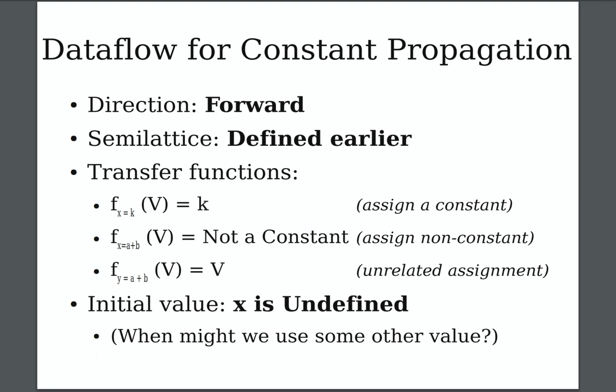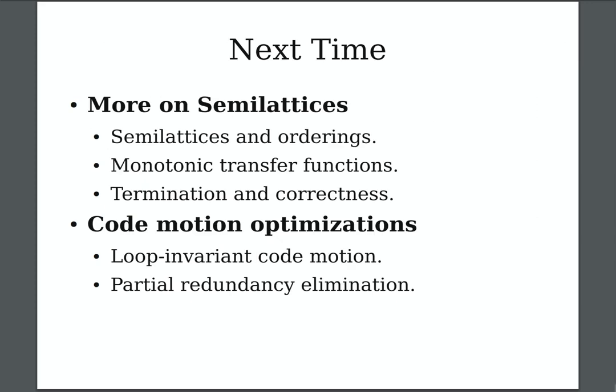It may not be a constant. Okay, so constant propagation is a forward analysis. We defined the semilattice before. Its transfer functions are that if x is set to some constant k, then the value is k. If x is the sum of 2 things, then we can just assign it to be not a constant. And if x is not even being changed, then the values don't change. So the initial value is undefined.